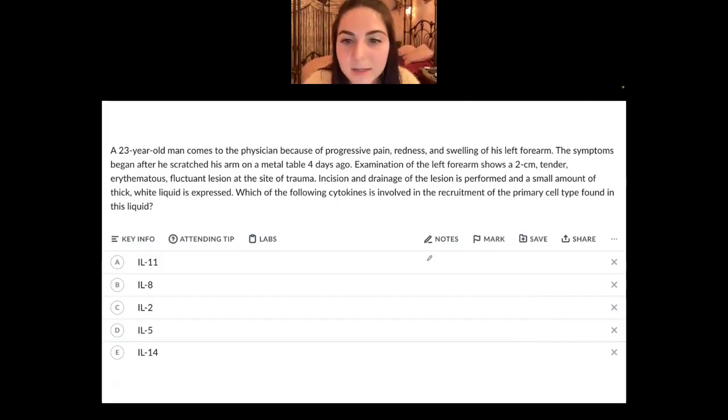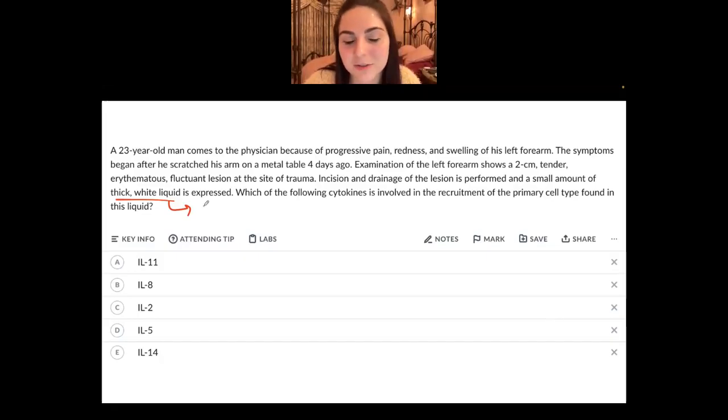Last one. How'd we do? So remember we talked about, this person has an abscess, right? So there's a thick white liquid that's expressed, that's pus. So remember what makes up pus? I briefly mentioned it. I knew that this question was in here. Pus, remember, is dead neutrophils. So dead neutrophils primarily make up pus.